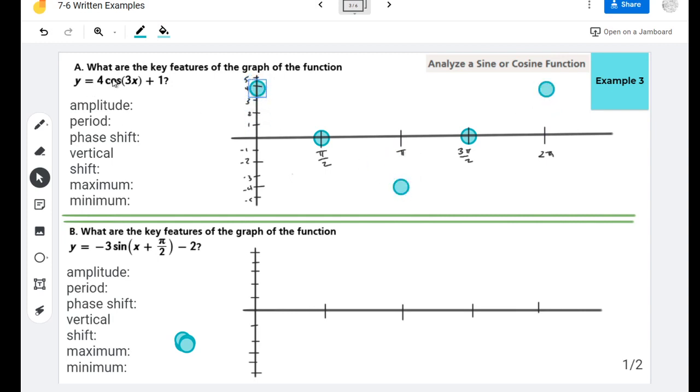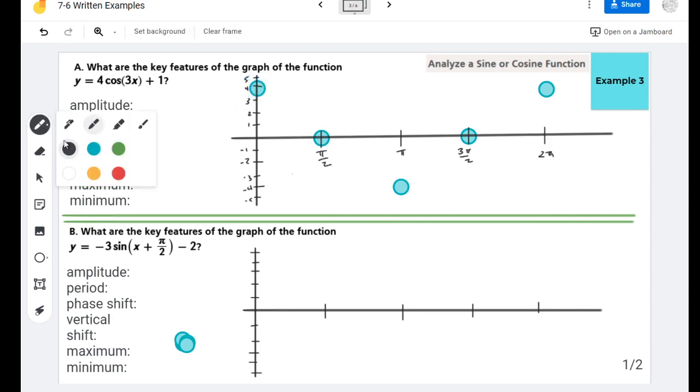Okay. Now the 3 here in front of the x, that is going to be a horizontal compression. It's horizontal because it's in the grouping symbol. It means this pattern is going to happen 3 times before pi over 2. So what I'm going to do is cut each of these sections into thirds, and then I'm going to divide their distance from the y-axis by 3.